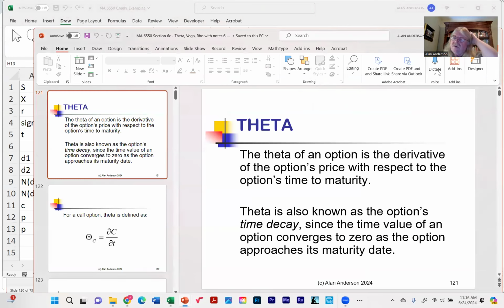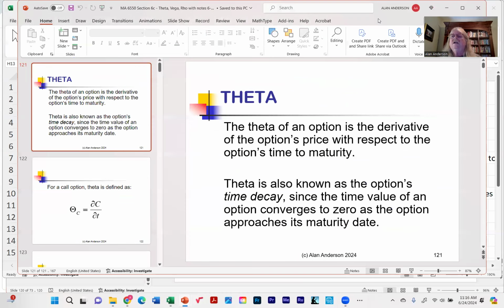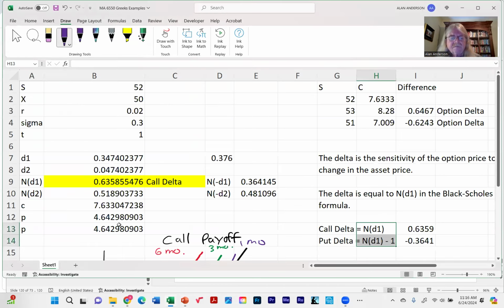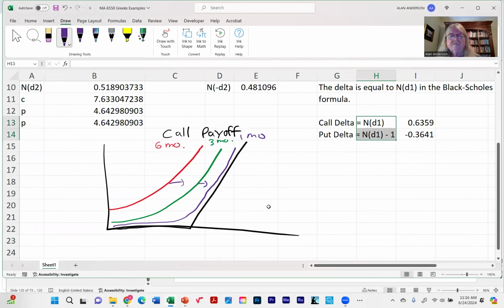Theta is an interesting one. Theta tells us how much the value of the option declines as time to maturity approaches zero. Because remember, a large part of the option's value is its time value. And so this refers to how quickly that time value shrinks over time. In fact, let's go back and look at that graph I had here. Oh, here it is. So you can see that as time elapses, the curves are getting closer to the payoff.